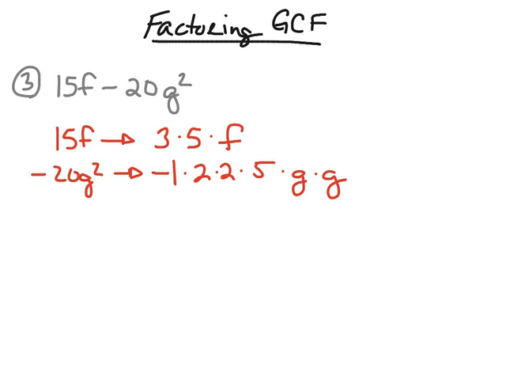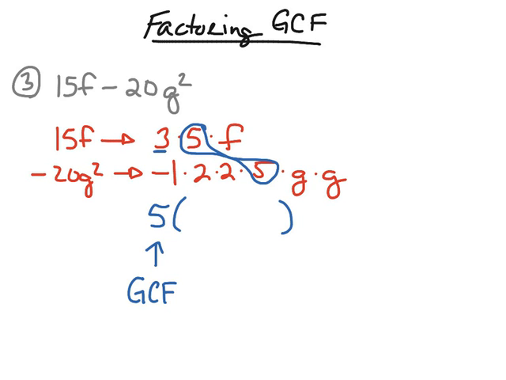So at this point I've expanded each of the terms. Now I'm going to circle what they have in common. And in this case, the only thing they have in common is a 5. Therefore, that 5 is what we're calling our GCF, our greatest common factor. And that's what's going to go on the outside of my parentheses. Now, to find what goes in the parentheses, we're going to take all the leftovers, this 3 and this f. If I multiply them together, I end up with a 3f.